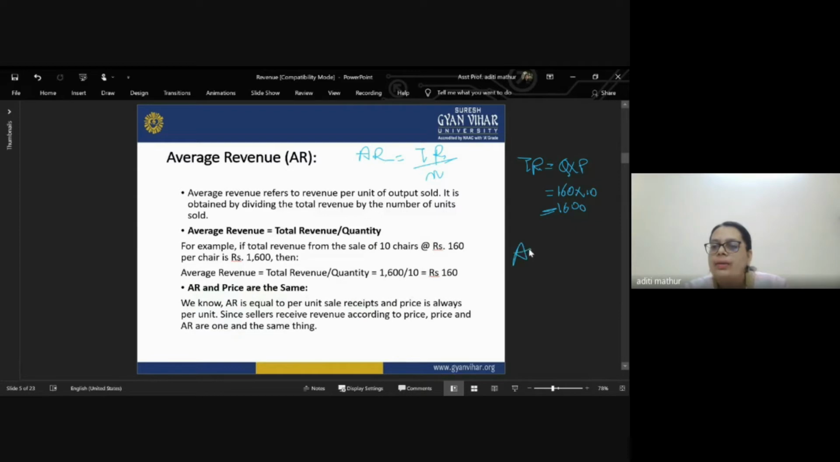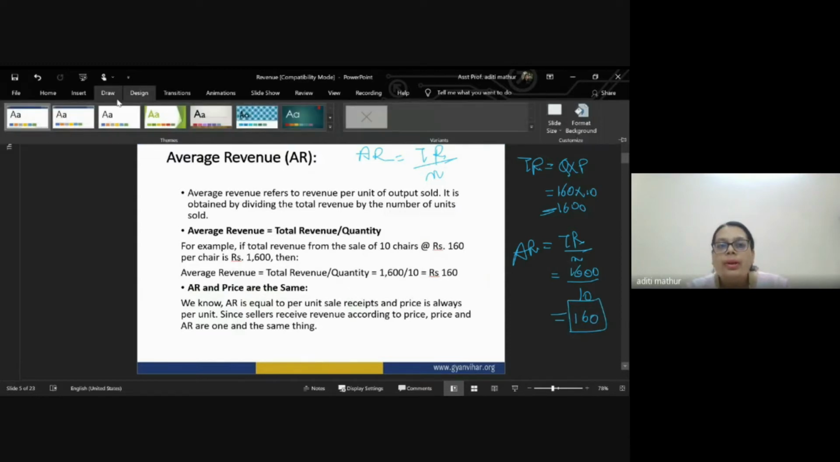Now we have to calculate average revenue, which will be equal to total revenue divided by N. So it will be equal to 1600 divided by 10, and we will have it as 160.